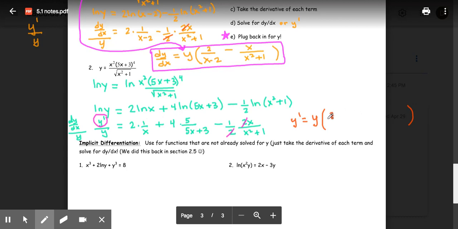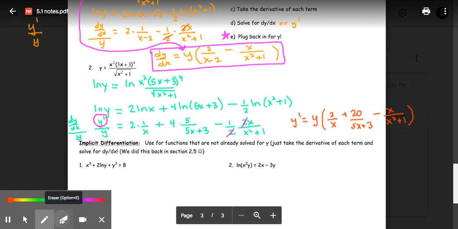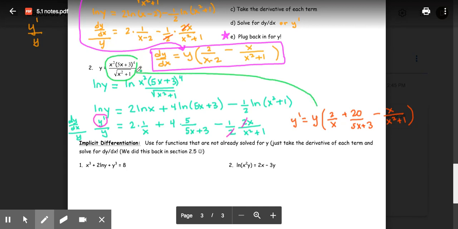And here I'm left with the first term's 2 over x plus 20 over 5x plus 3 minus the second part is x over x squared plus 1. And then what's the very last step that we talked about in the last example? You want to show what y is supposed to plug in for y. So circle it, plug it back in, and this is your final answer.